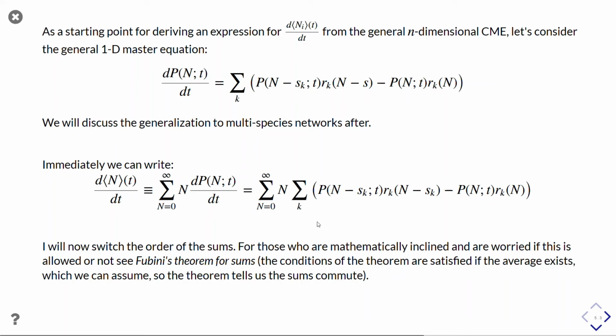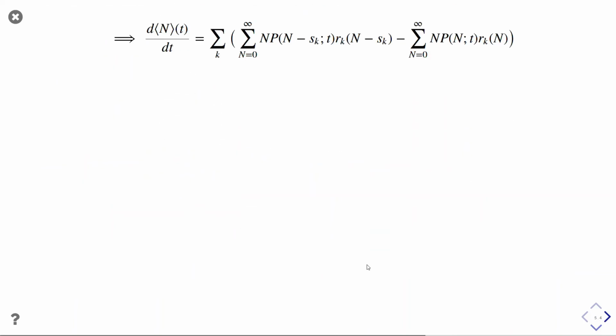Now I will switch the order of the sums. That is, the sum over k is going to come to the outside, and the sum over n will be inside of that. Those who are a little more mathematically inclined may worry about whether this is allowed, because it's not always allowed in general. See Fubini's theorem for sums. The conditions of the theorem are satisfied here if the average exists, which we can assume it does. So the theorem tells us the sums commute. So commuting the sums, as I said I would, I have this expression here.